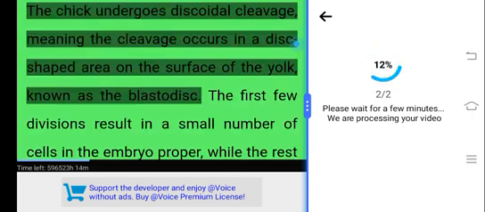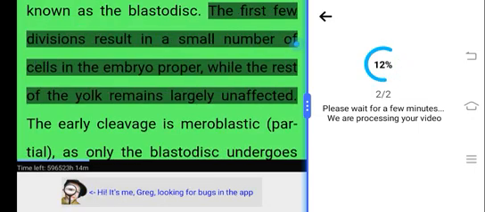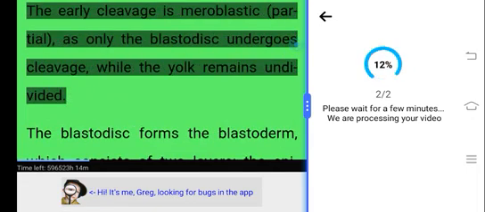2. Cleavage. The chick undergoes discoidal cleavage, meaning the cleavage occurs in a disc-shaped area on the surface of the yolk, known as the blastodisc. The first few divisions result in a small number of cells in the embryo proper, while the rest of the yolk remains largely unaffected. The early cleavage is meroblastic, partial, as only the blastodisc undergoes cleavage, while the yolk remains undivided.